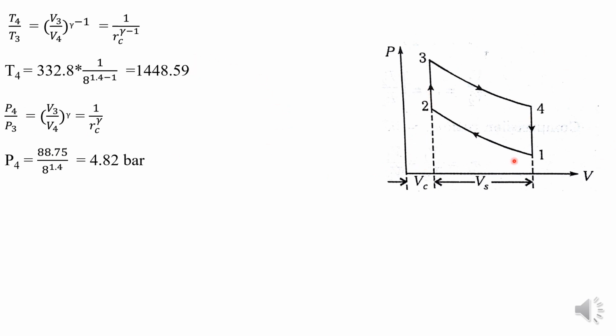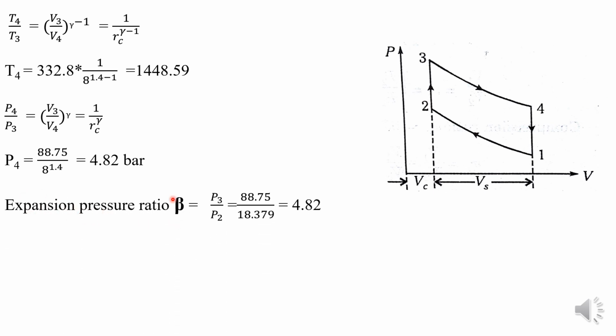Next, you need to find out the mean effective pressure. For mean effective pressure, one term in the formula is beta. Beta is nothing but your pressure ratio, given by P3 by P2. So you need to find this pressure ratio, or explosion ratio. Use this formula and get the value of beta.